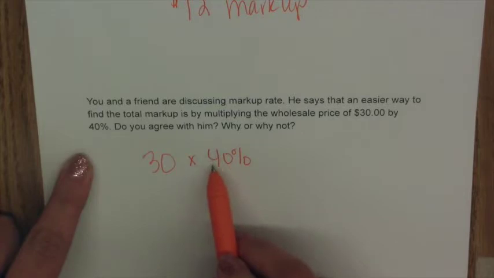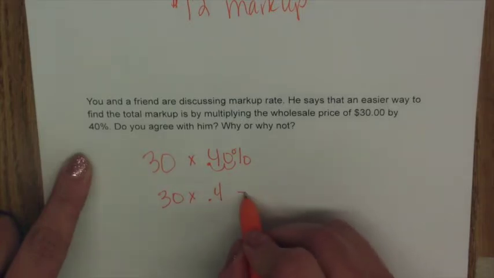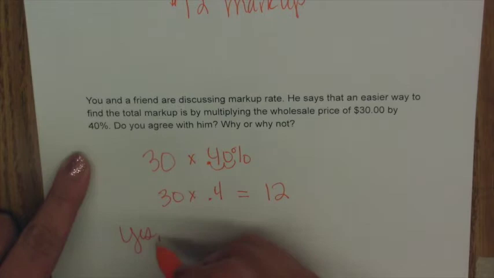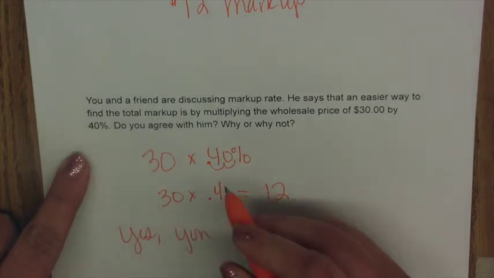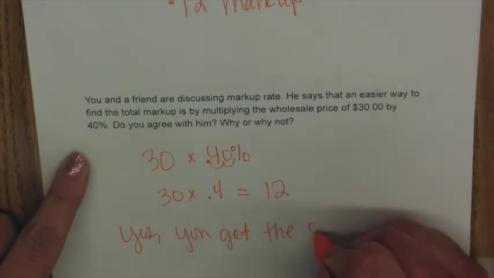In order to work with this percent, we change it to a decimal. So we're going to do 30 times 0.4. And when you use a calculator, you get 12. So yes, you get the same answer either way.